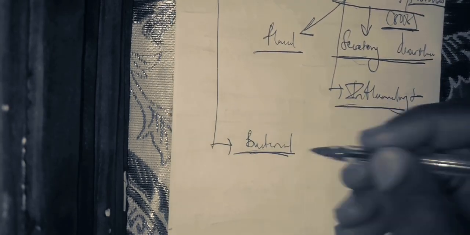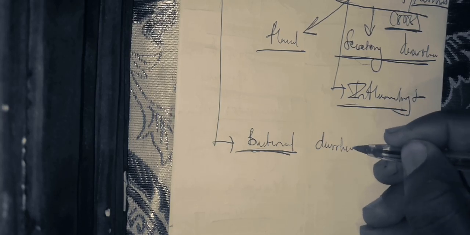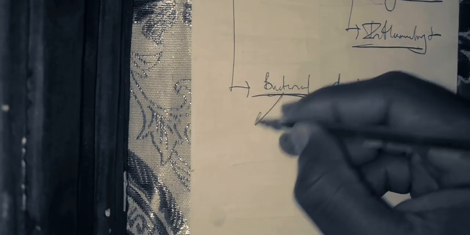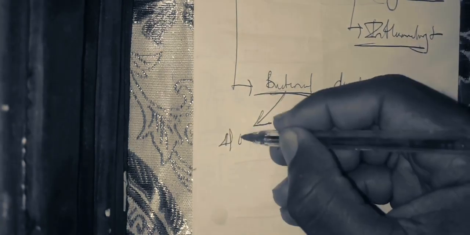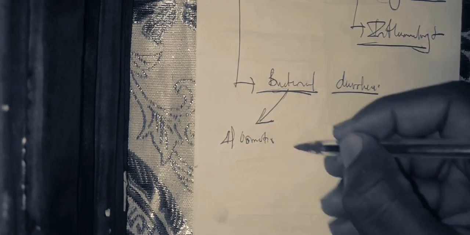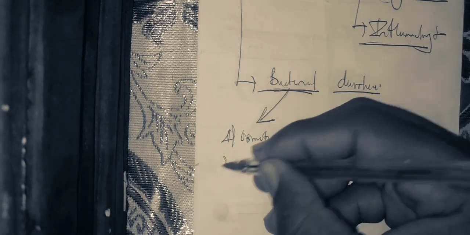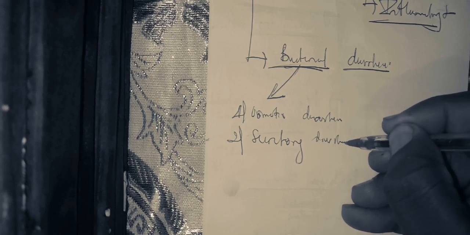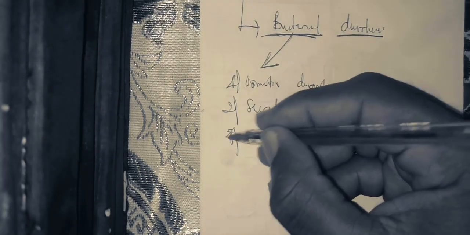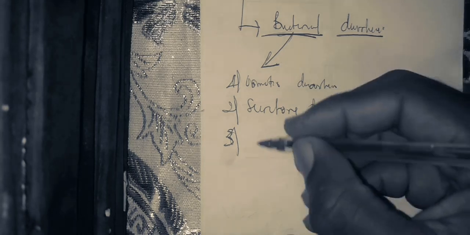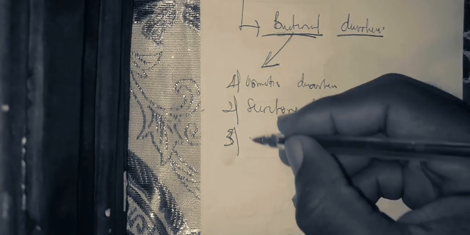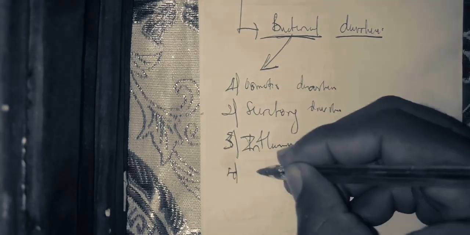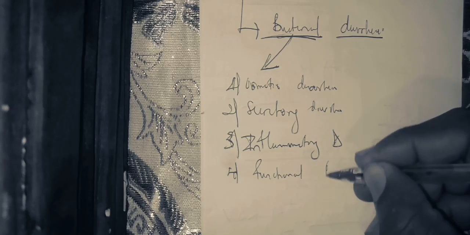To know the bacterial causes of diarrhea, you need to differentiate the different types of diarrhea. There are 4 major types of diarrhea. The first is osmotic diarrhea. The second type is secretory diarrhea. The third type is inflammatory diarrhea, which you can also have after secretory diarrhea. And the fourth is functional diarrhea.